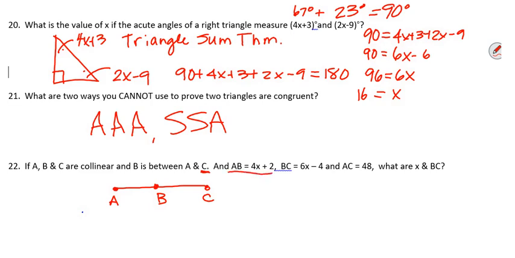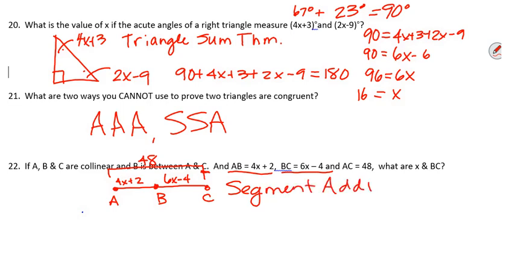Now we have this part right here. It says AB is equal to 4x plus 2. And it says BC is equal to 6x minus 4. And oh, by the way, it also tells me that the whole thing, AC, is 48. So this would be the segment addition postulate that we're using here. This takes us way back, but we got to remember everything.